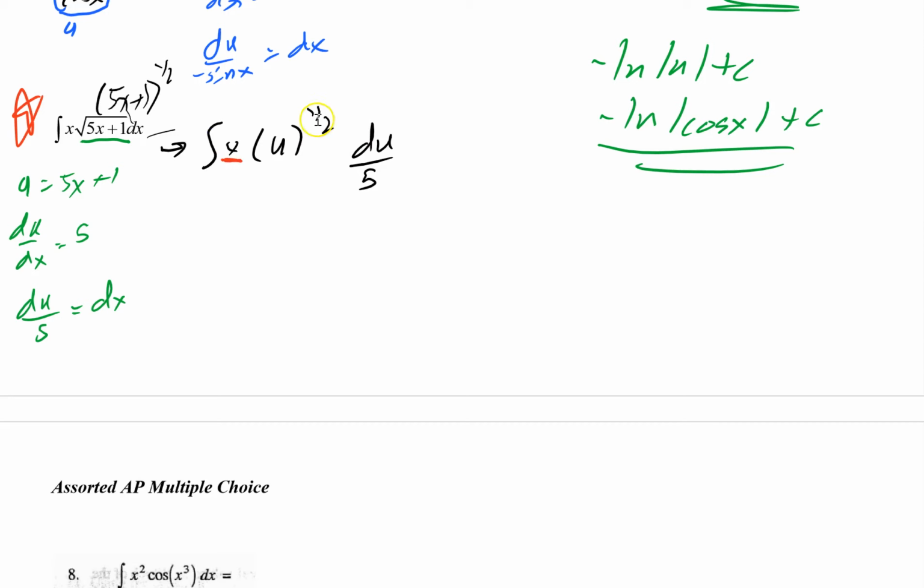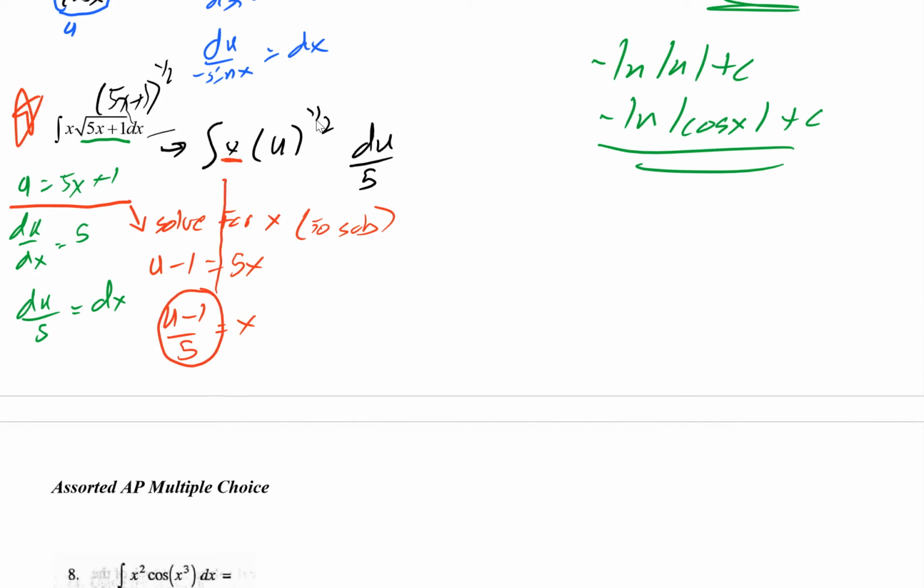When there's a wrong variable, the key is this. Anytime you did u-sub but there's still an x that didn't cancel out, you go back to here and solve for x. We're going to get x by itself, and then substitute it in. So I'm going to solve for x here. I'm going to subtract 1: u minus 1 equals 5x. Then I'm going to divide by 5, so u minus 1 over 5 equals x. And I'm going to plug all this in for that x right there. So I'm going to have this now.